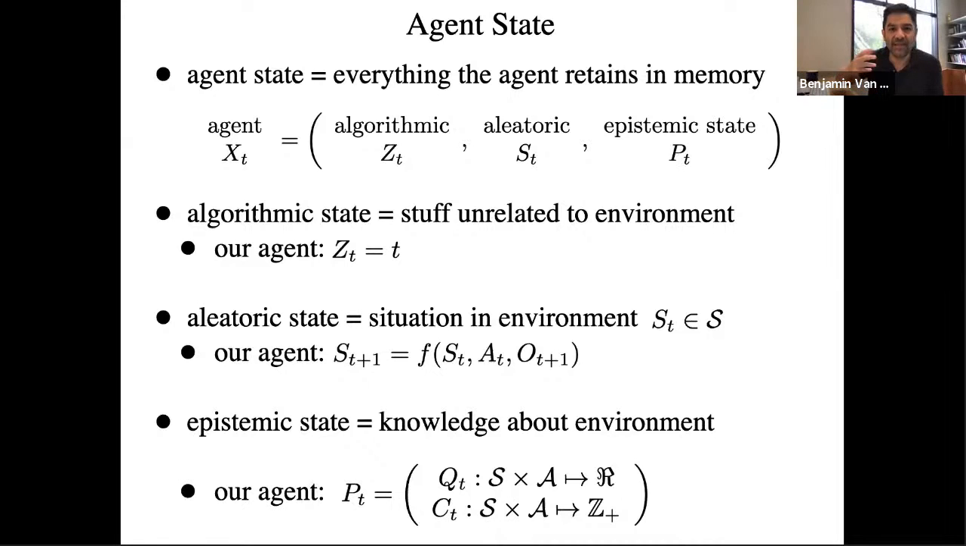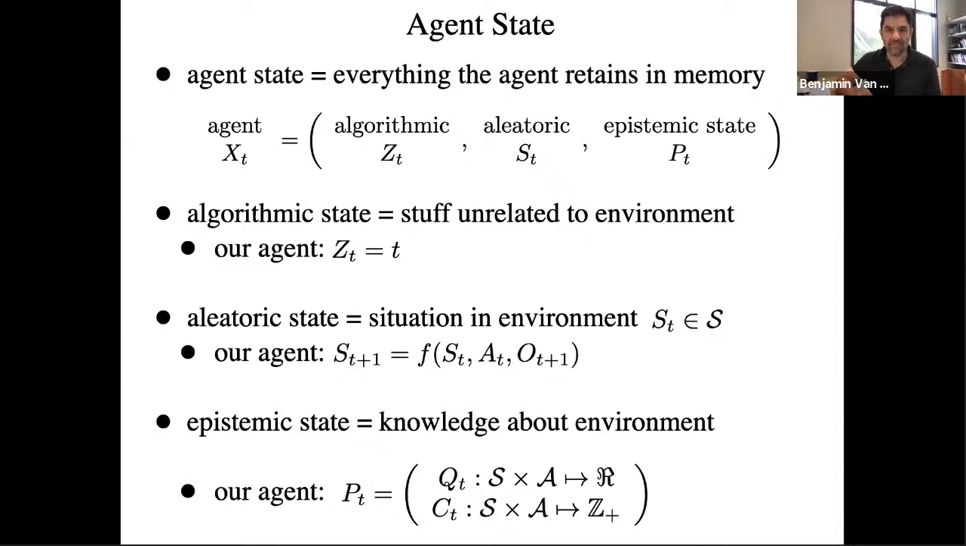So the agent will have in memory, all it has in memory are these elements, right? It's going to keep track of how long it's been since it started. It's going to keep track of the aleatoric state, which is going to be updated exactly as shown on this slide. And it's going to keep track of an epistemic state. And I'll describe how the epistemic state is updated when I describe the agent.